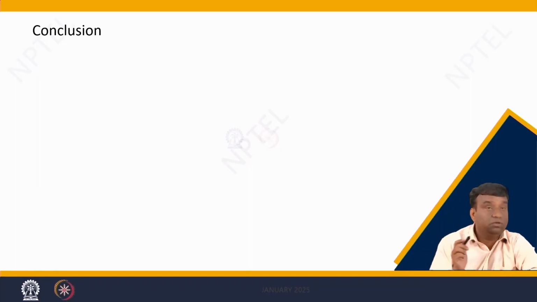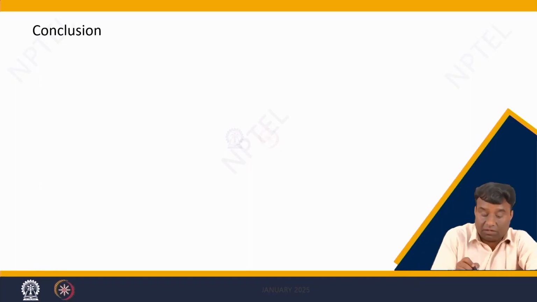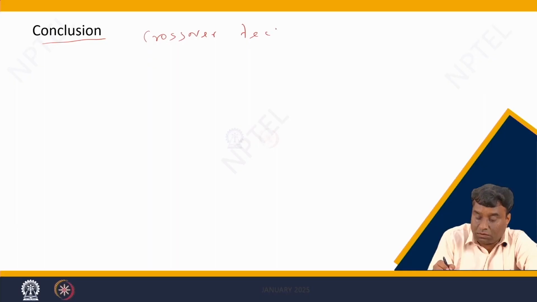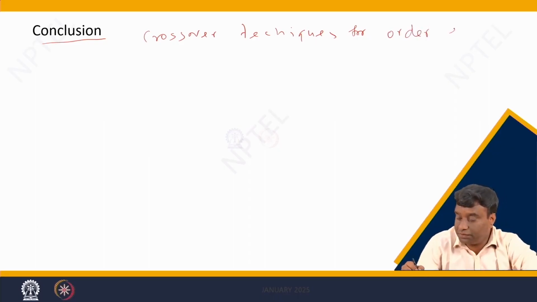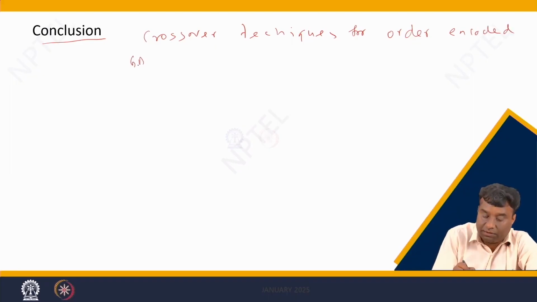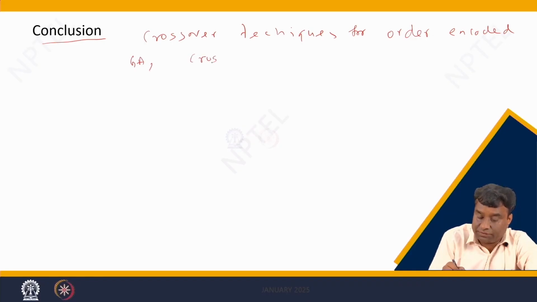So, in this class, we have studied the crossover techniques for order coded GA, and crossover probability, crossover and mutation probability.